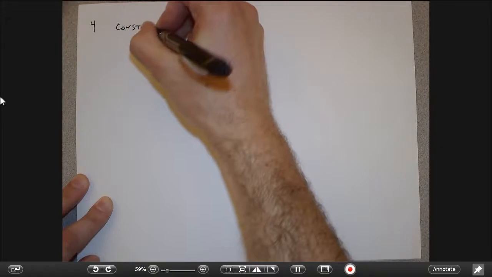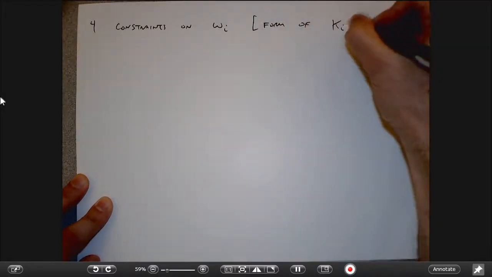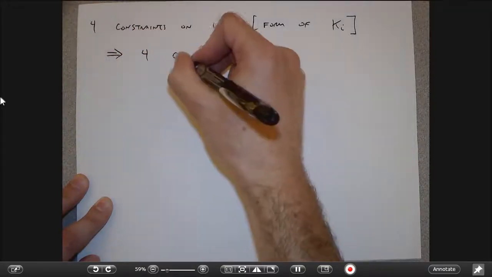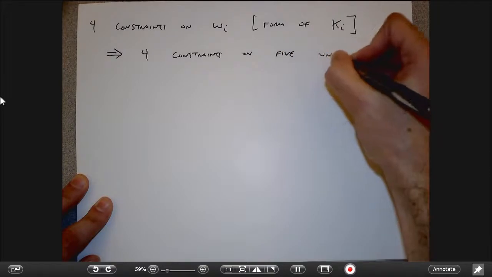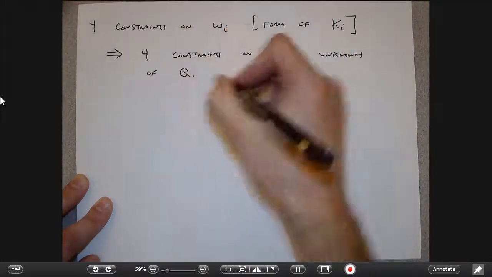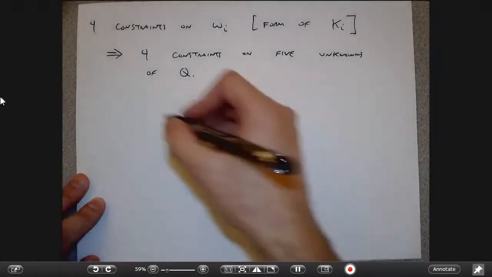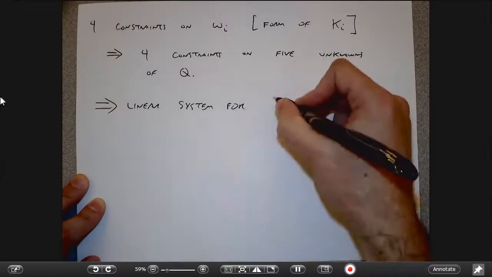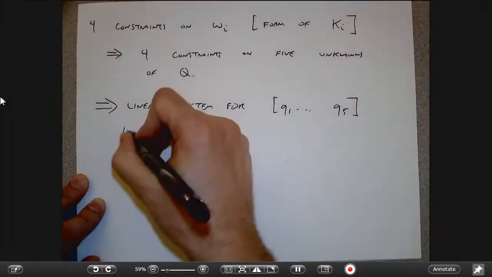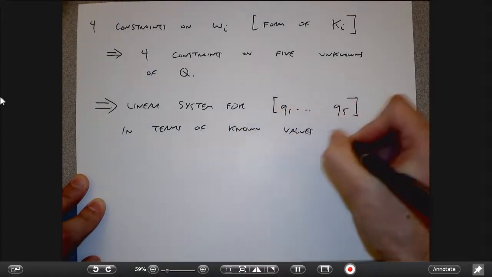So if I were to write this a little bit more nicely, what I would say is that 4 constraints on omega I, which come from the form of the known camera calibration matrix, lead to 4 constraints on the 5 unknowns of this Q matrix. And it turns out that you can form up a big linear system for these Qs in terms of basically known values of the PIs, right?